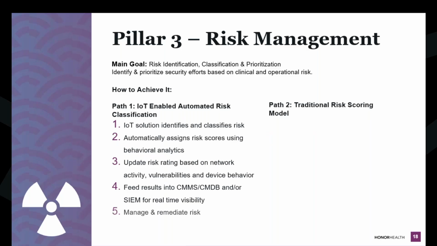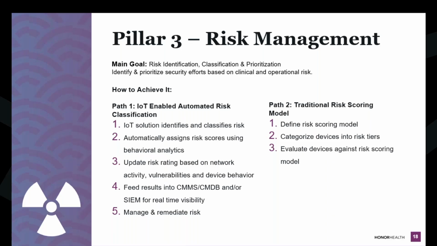When we're looking at a traditional risk scoring model, first of all, you have to define your risk scoring model, like I mentioned, or you pick one up somewhere on the internet. There's a lot of data out there for risk scoring. And then you have to categorize your devices, and that's usually done as part of asset management, right? When a new model comes in, we look at what is the impact to the patient, the criticality of the device, and it gets classified. So those are two of the core components here.